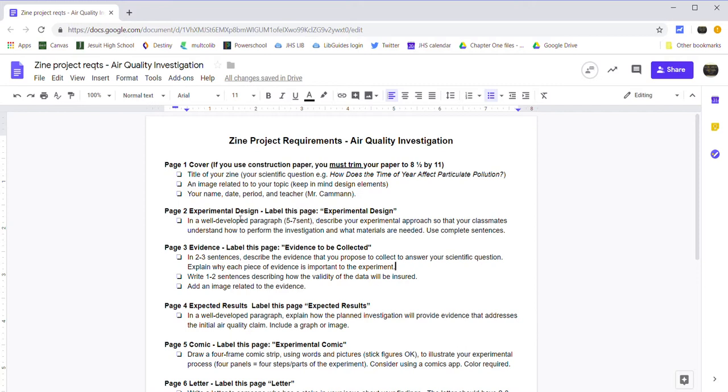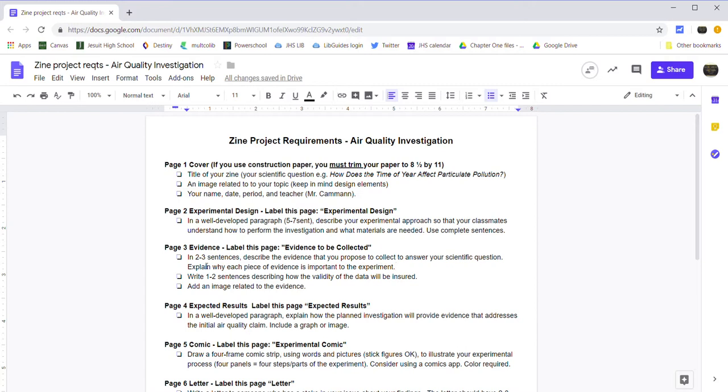Page 3, that's your evidence. You're going to label it evidence to be collected. These labels should go either at the top of your page, or maybe if you want to get fancy, you could put them on the side or something, but they should be clear titles. You can type those out. You can write them by hand, whatever you want. You can cut them out in ransom note letters if you want, but just make sure that all your pages are labeled.